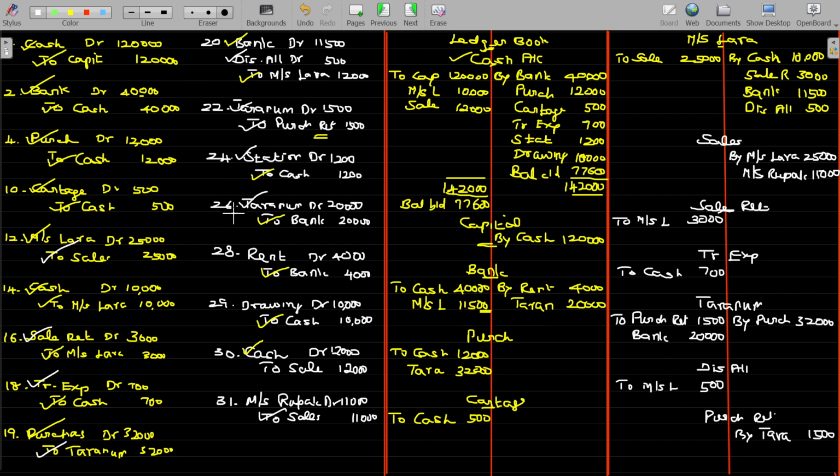And we have stationery. I put the value here, stationery, to cash. The value for the stationery here being 1,200. And then we have rent account. Rent account, to bank. This value being 4,000.